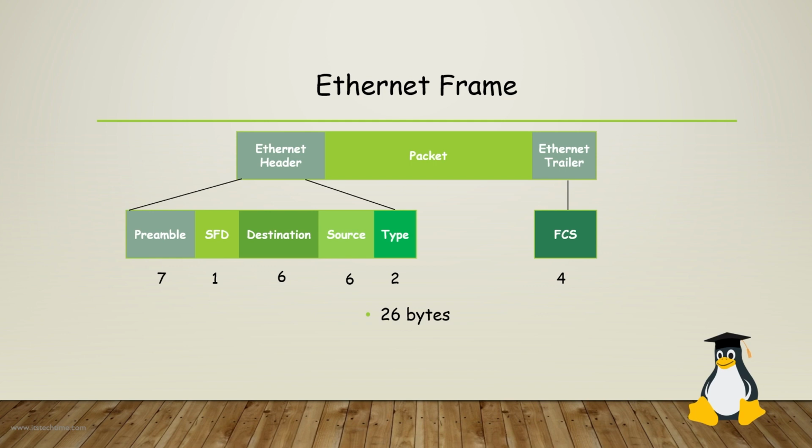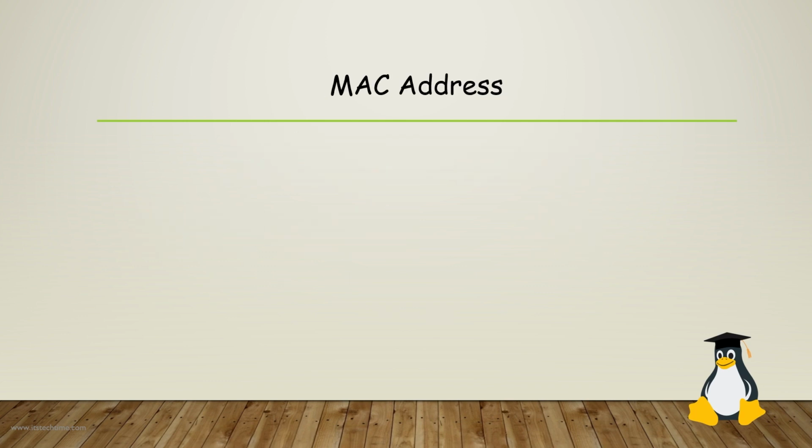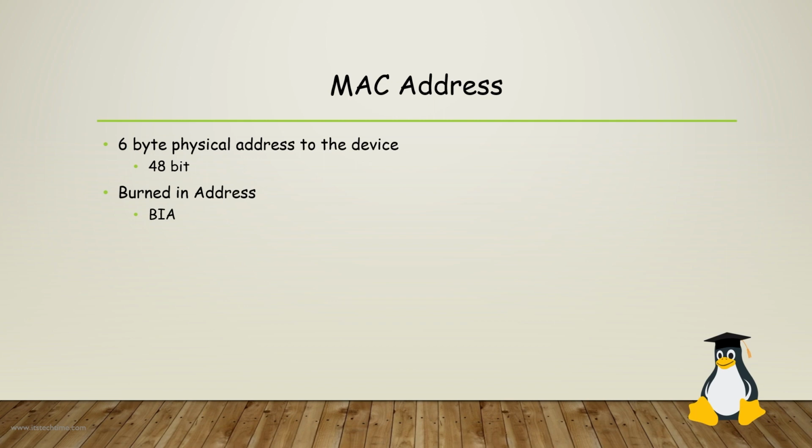Now in this video, I'm mainly going to cover the source and destination MAC addresses from the source field in the Ethernet header. So let's go over what exactly a MAC address is. A MAC address is a 6-byte or 48-bit physical address assigned to the device when it is made. A MAC address is also referred to as a burned-in address, or BIA for short, meaning that the manufacturer burned it in as it was making the device. MAC addresses are globally unique. You should not be able to find 2 separate devices with the same MAC address.